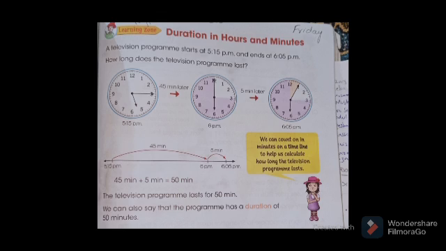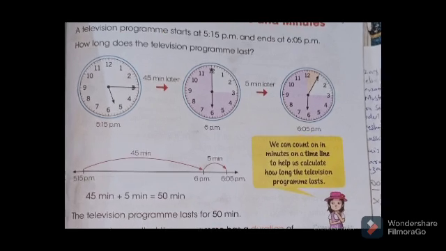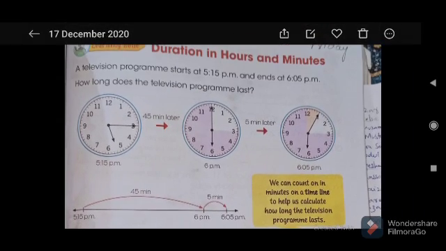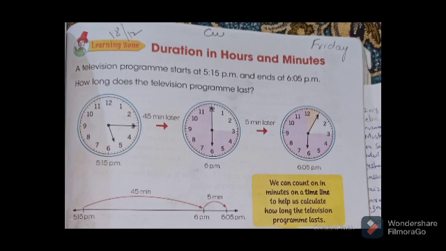Do you know when we use AM or PM? Yes, we use AM for the time from midnight 12 to noon 12. And we use PM for the time from noon 12 to midnight 12. Okay, let's start the lesson.